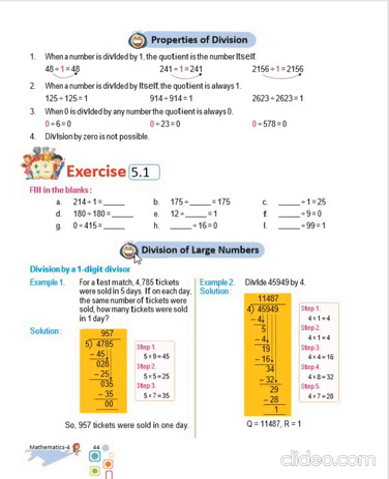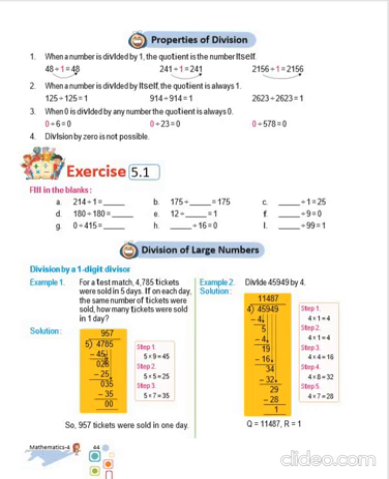Now let's learn the division of large numbers. Division by a one-digit divisor. Suppose for a test match, 4,785 tickets were sold in 5 days. If on each day the same number of tickets were sold, how many tickets were sold in one day? So it will be 4,785 divided by 5. So for step 1, we will do 5 into 9 is 45.